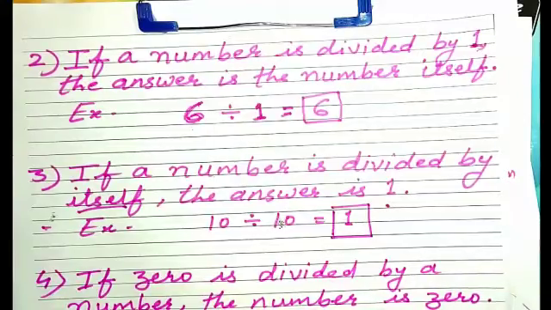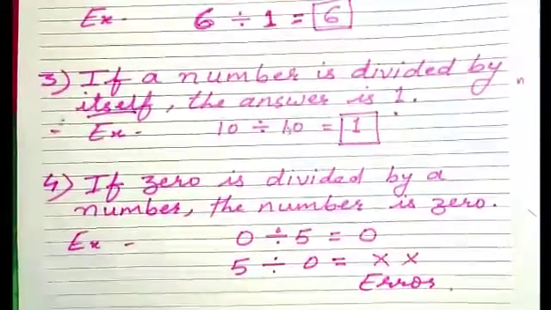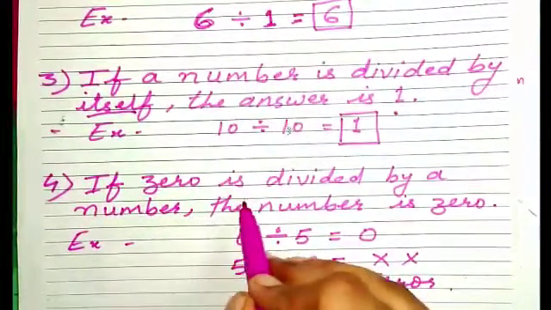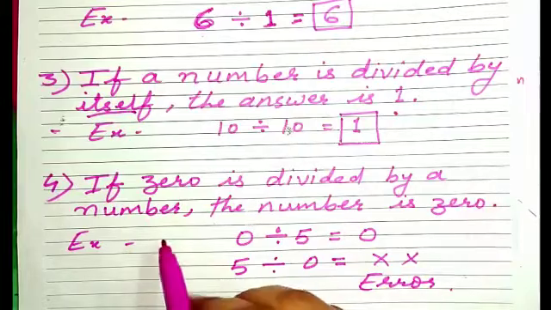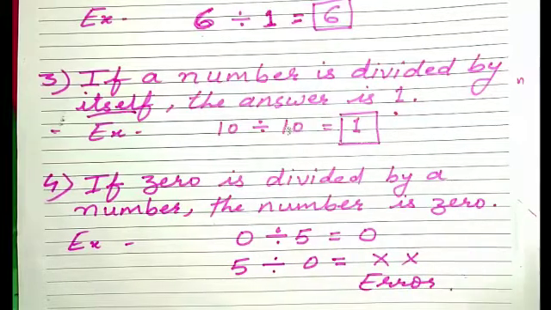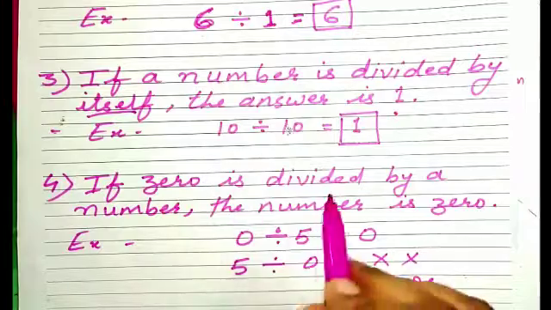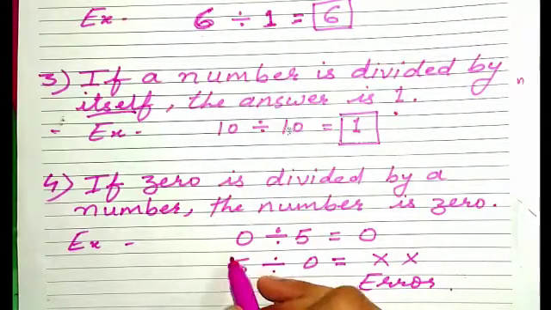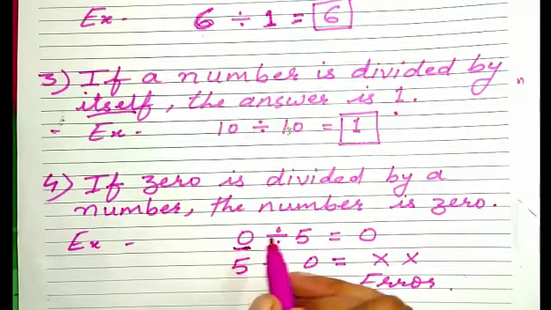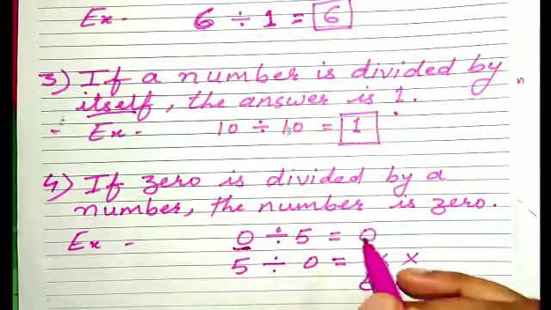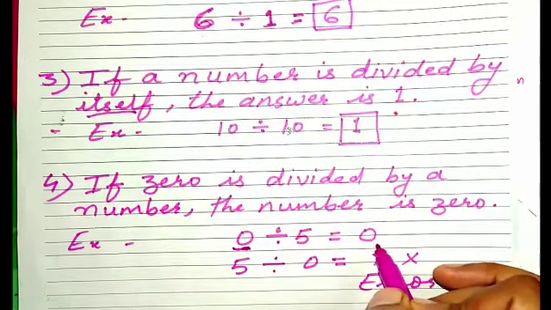Okay, and the last, fourth property is, if 0 is divided by a number, the answer is 0. If we divide 0 by any number, your answer will be 0.